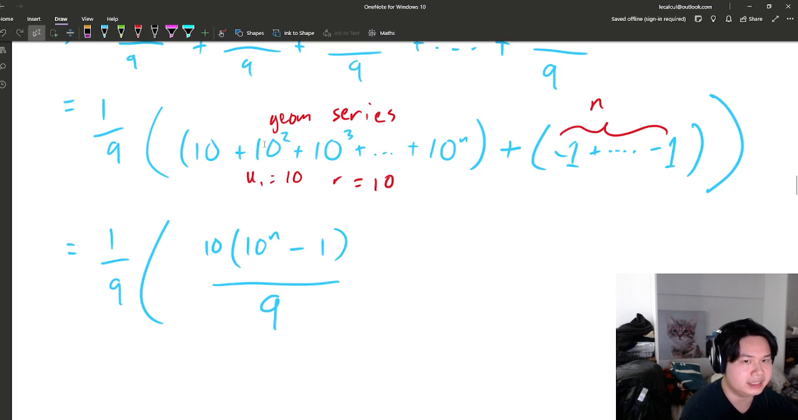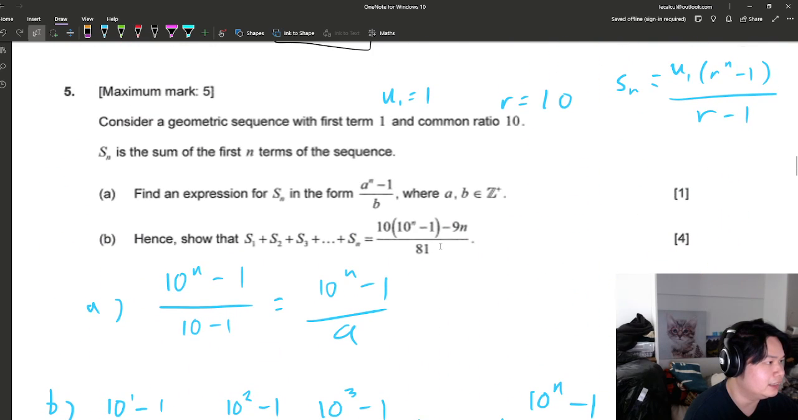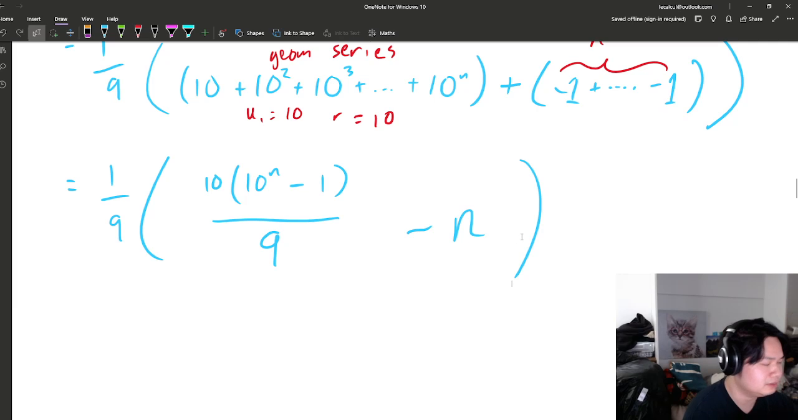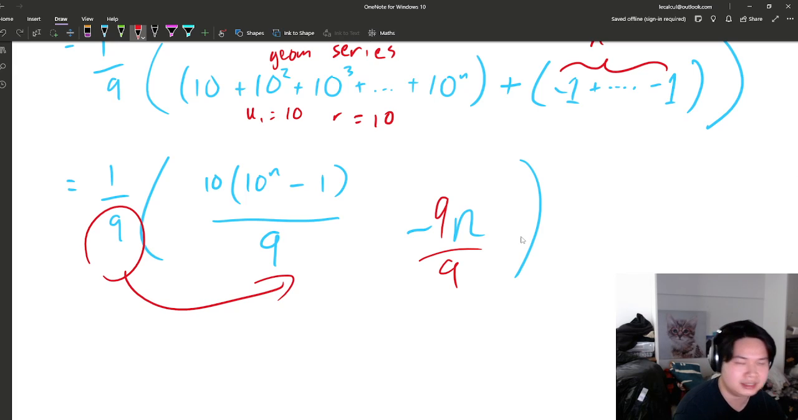And then we're going to use the geometric series formula again. But of course this time u1 is 10, so now this is 10. And this is just minus n. I have n of these, so it's just minus n. And then from here, we're basically done, right? We just need to combine these together. So first, common denominator, so this is 9n over 9. And then this 9 multiplies into the other 9s.